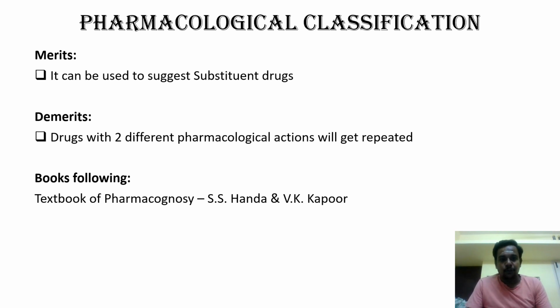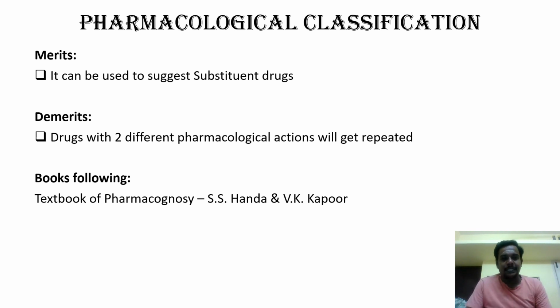If I go through this pharmacological system of classification, and here it shows a second drug, like let me take senna, which can be used as a laxative. By seeing this classification, I can go for the second drug, and if it is available in the market, then I can get it easily, right? So the pharmacological system of classification suggests substituent drugs.